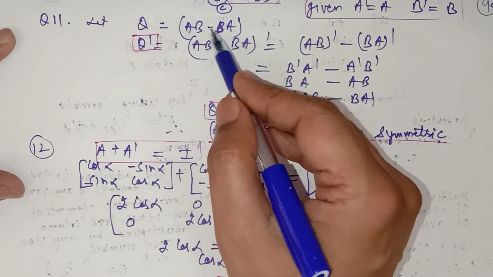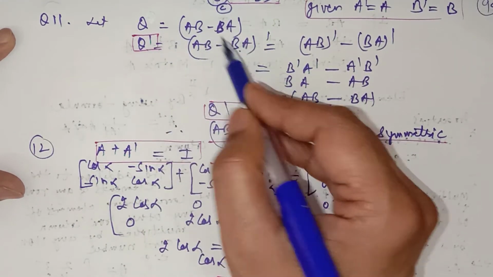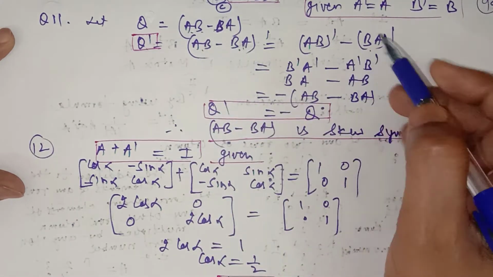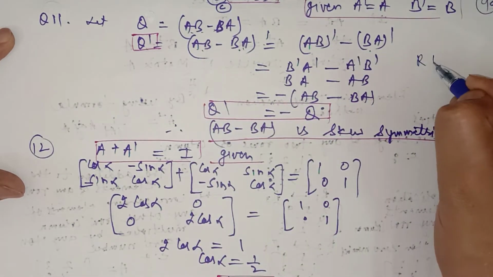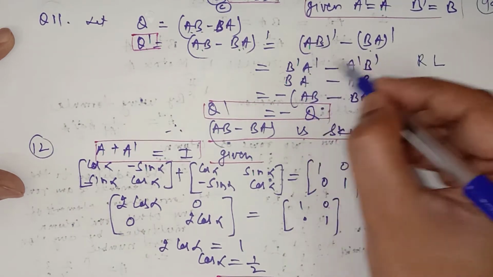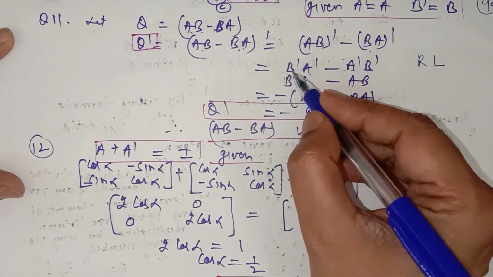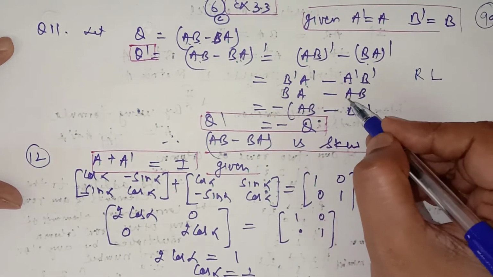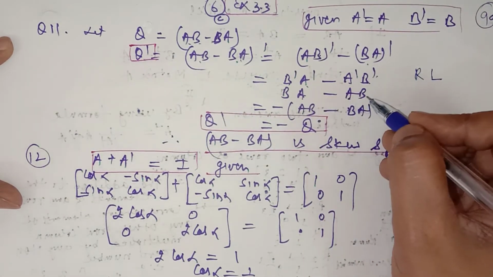So let it equal to Q, AB minus BA, taking the transpose on both sides, AB minus BA whole transpose, so AB transpose minus BA whole transpose. Now you know the reversal law. It will be B transpose A transpose minus A transpose B transpose. B transpose is equal to B, it is given. A transpose is equal to A, it is given.